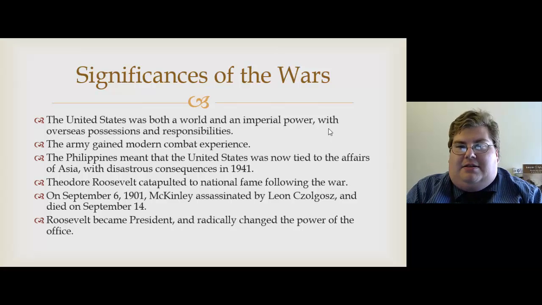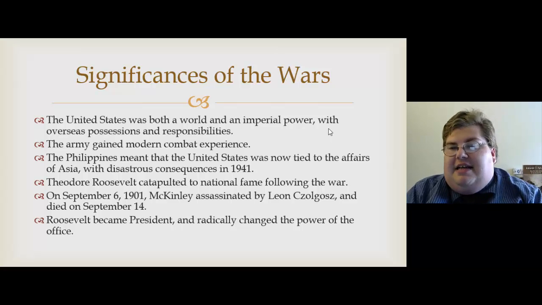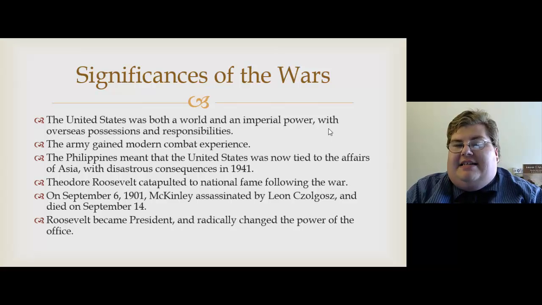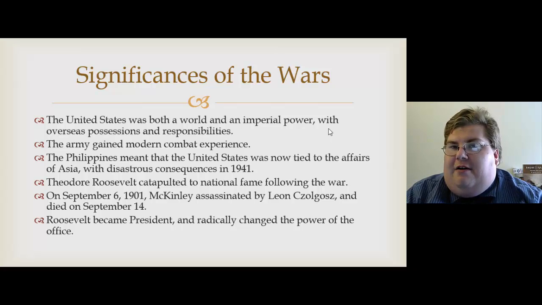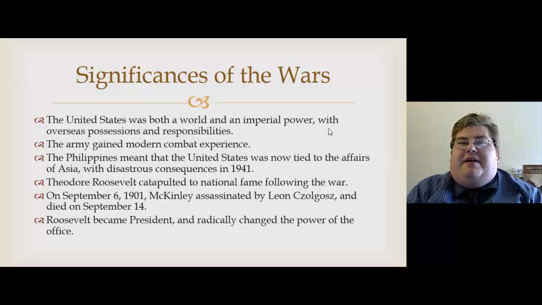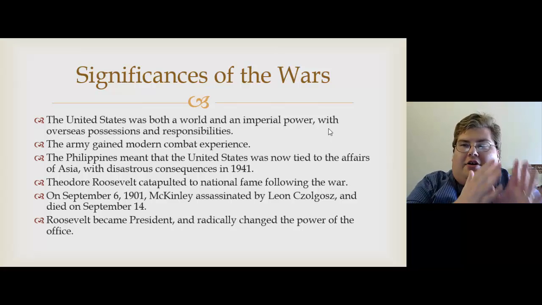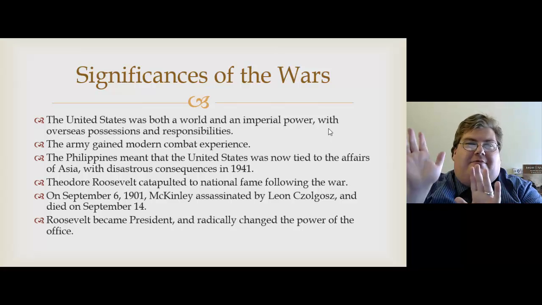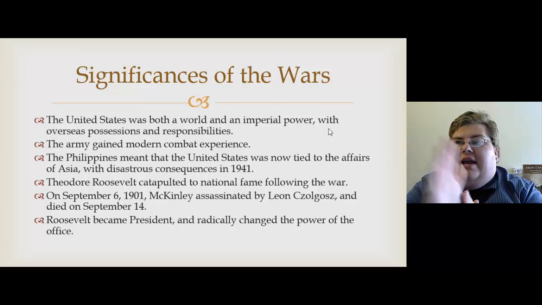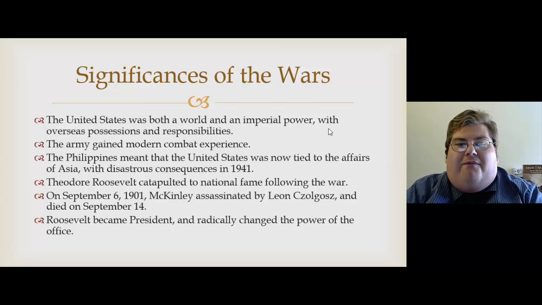But more significant beyond those is that we are now tied to the affairs of Asia with the Philippines. This leads directly to the Second World War, because in 1941, when Japan decides it needs to invade Malaya and the Dutch East Indies to gain control of the southern resource area, they've got to go through the Philippines. We're now tied. We can no longer just say, if Asia wants to do whatever, we don't care. We are now directly tied. We have finally entered the world community.